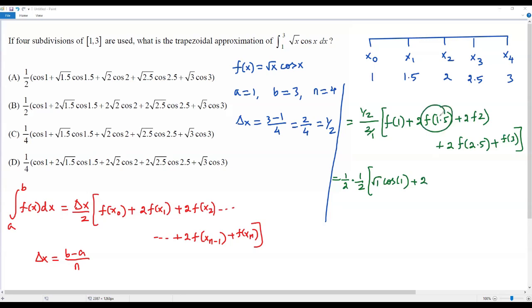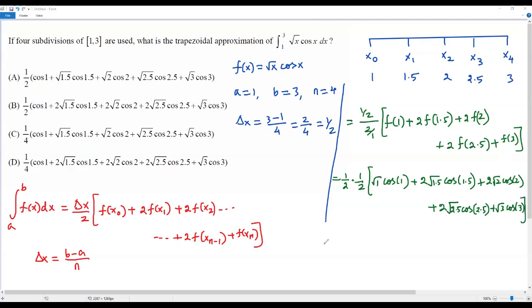plus 2 times. To get the value of this one, we have to plug in 1.5 for x. Then I'm getting square root of 1.5 times cosine of 1.5. Now for the value of this 2 times f of 2, let's write this 2 as it is. To get the value of f of 2, we plug in 2 for x. Then I'm getting square root of 2 times cosine of 2, plus 2 times. Now to get the value of f of 2.5, I plug in 2.5 for x. Then I'm getting square root of 2.5 times cosine of 2.5, plus. To get the value of f of 3, we plug in 3 for x, and then I'm getting square root of 3 times cosine of 3.